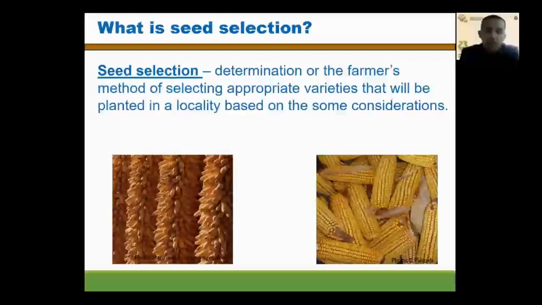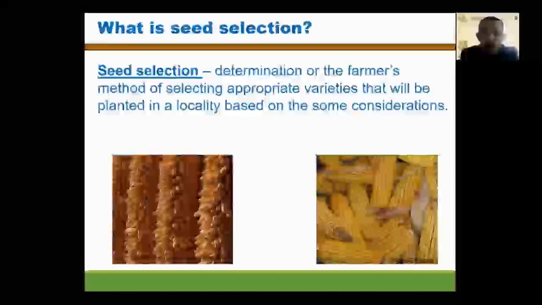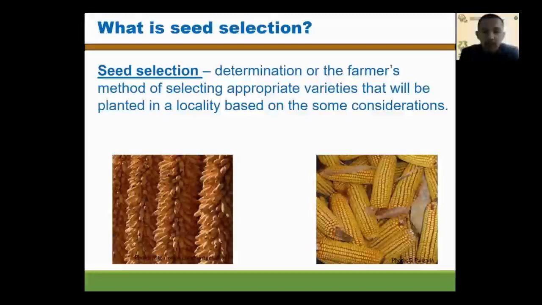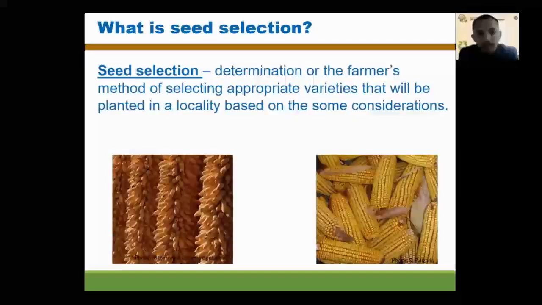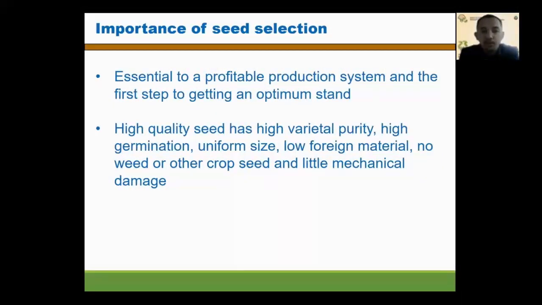So this means that it will be on a case-to-case or location-based. In some areas, this variety can be very suitable for production, while it will not be so suitable, not performing well, in other areas. So depending on the locality, the environment, and the climate in a certain area, you may need to plant a specific variety. This is essential to a profitable production system and is the first step to getting an optimum stand.